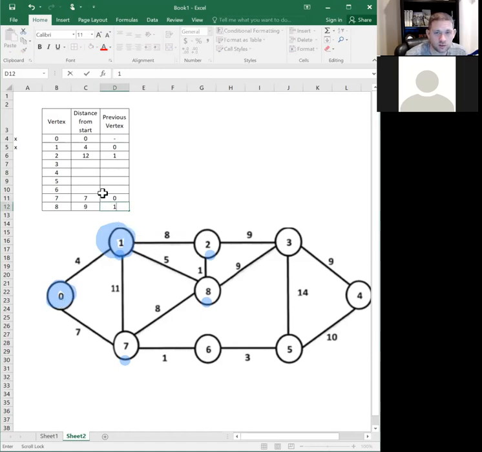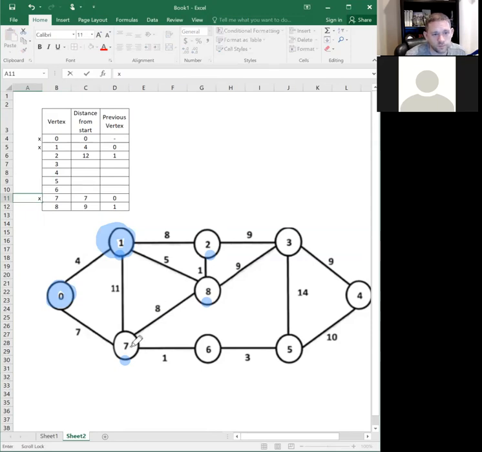I'll show you how this column starts to tell a story here as we move along. Okay, and what else? 7. I need to investigate 7. Now, I already have information for 7, but I always got to check to see if I found a shorter route. So it's 11 from 1, but of course I'd have to add the 4. That's 15. That's not shorter than what I currently have, so I let that go. Okay, so now I've visited both of these vertices. I check my chart and find the shortest distance to 0, and that's 7. So that's where I'm going to visit next.